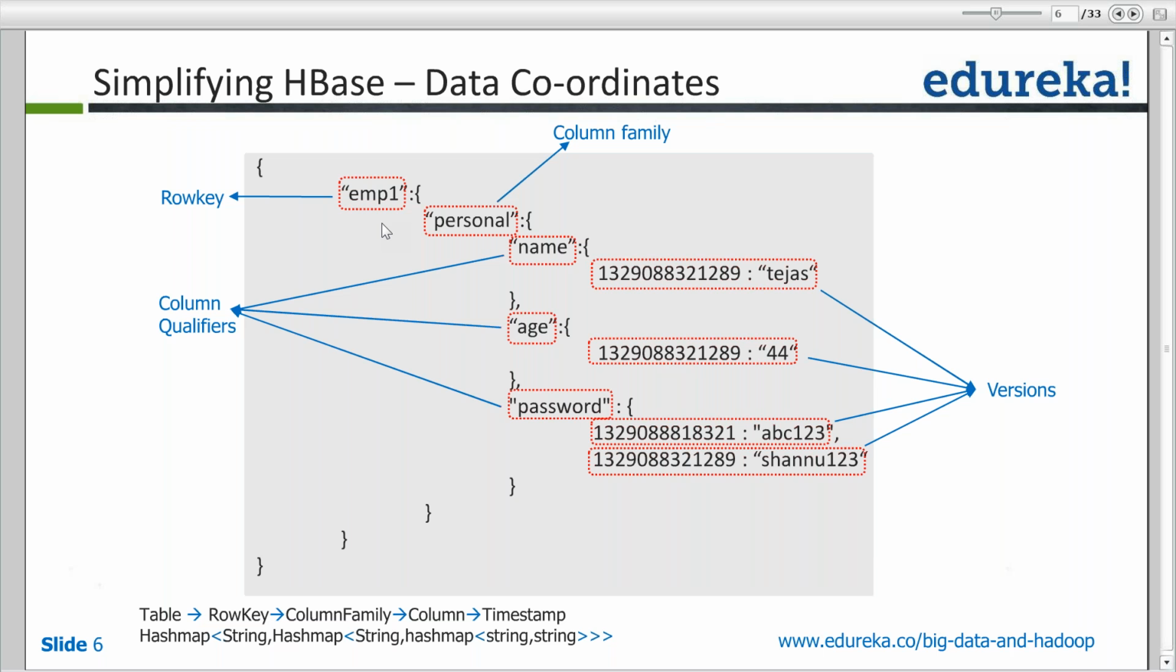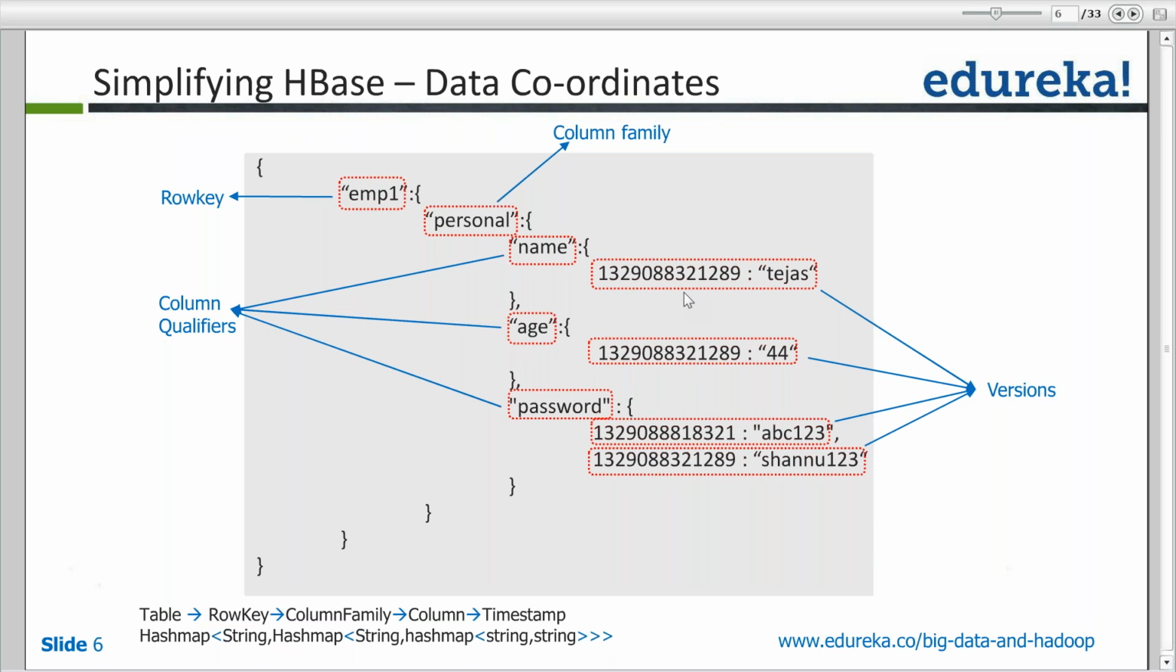Now, if you see this personal, you can consider this to be a column family. Inside this personal column family, I can add any number of columns I want. So these are my columns: name, age, password. And these are my fields in my columns. Now, if you see, my password shows 2 fields. What is this number which is getting displayed? This is a version.